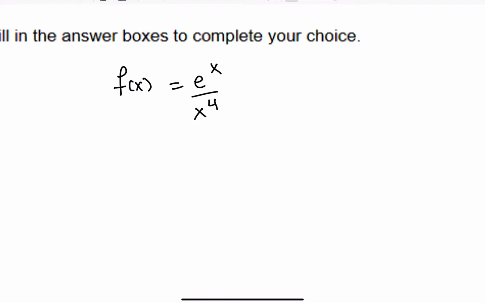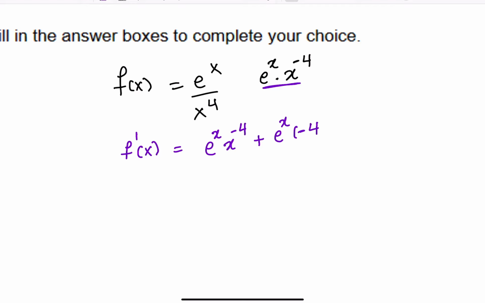Remember how and what I do? Step 1, I'm going to rewrite this as e to the x times x to the negative 4. Remember, I don't like to work with quotients. My first step is to find my first derivative, which is, I'm going to use the product rule: e to the x, derivative of e to the x is e to the x, times x to the negative 4, plus e to the x times derivative of x to the negative 4, which is negative 4 times x to the negative 5.